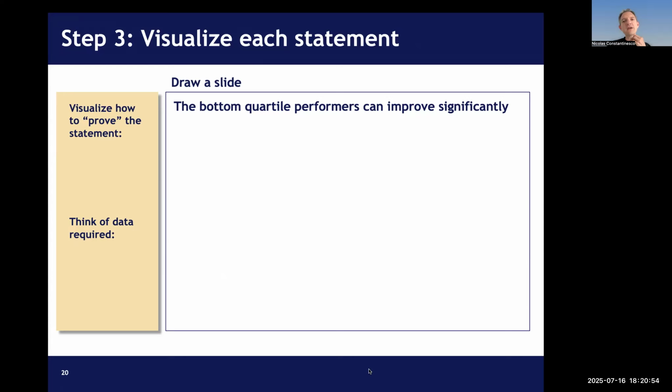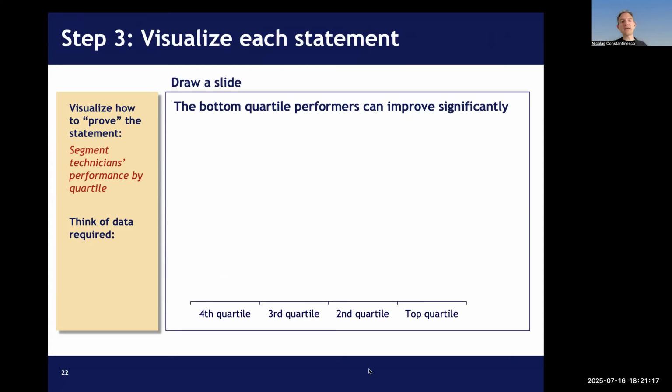So if now we want to think about how we would visualize this, what we could do is segment the technicians by their performance into quartiles, since we're talking about quartiles. That is the kind of visualization we could do. We could imagine on the x-axis the fourth quartile, the third, second, top quartile, right?